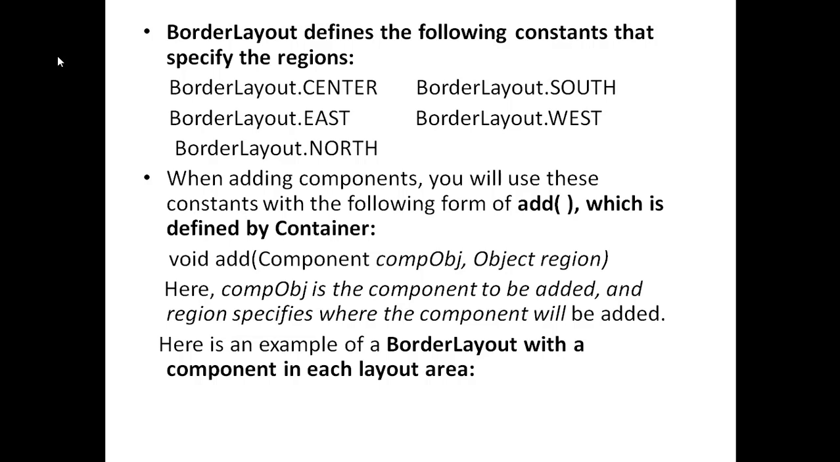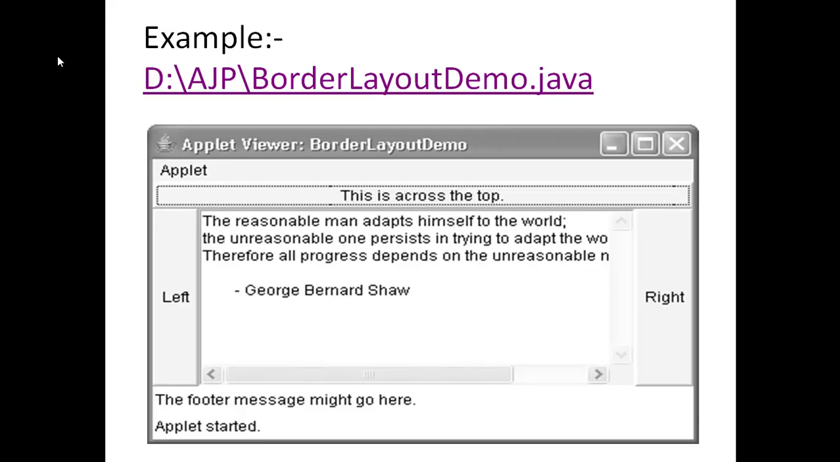Here is an example of border layout with a component in each layout area. See the output first. This is across the top, which gives the component at the top. On the left we have added a button, and on the right is one button. At the bottom there is a label which says the footer message might go here, and in the center text area we have displayed one message. We can do this type of design using border layout.